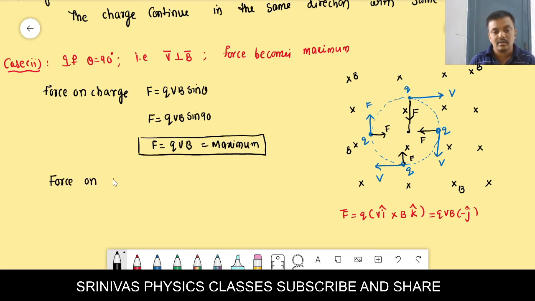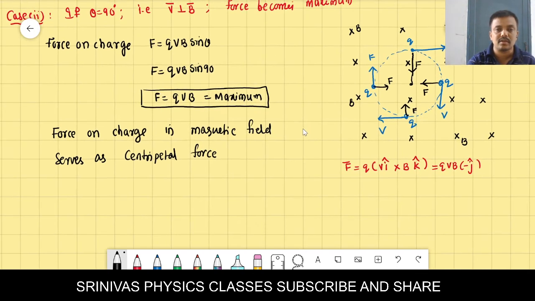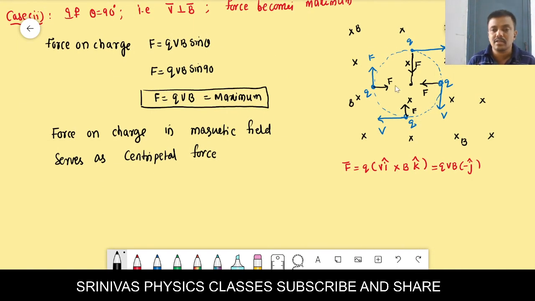Force on charge in magnetic field serves as centripetal force. When it serves as centripetal force, then what is the formula for the centripetal force? For example, m is the mass of charge.